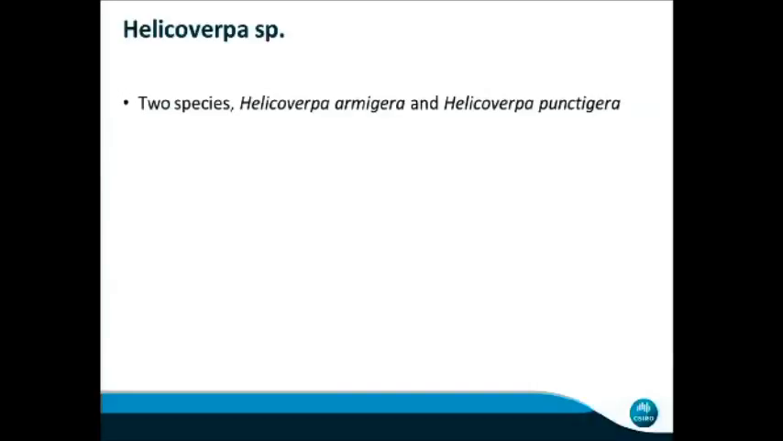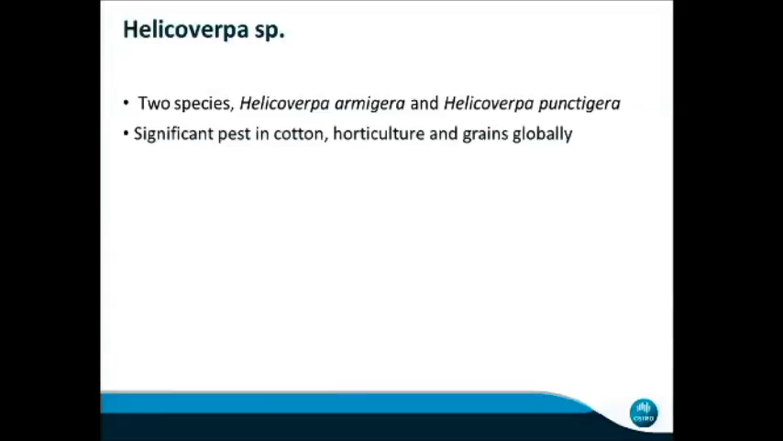So switching again to Helicoverpa rather quickly. There are two species, Helicoverpa armigera and Helicoverpa punctigera, that we care a lot about in Australia. Armigera is a big global problem. Punctigera is more of an Australian issue. And they're significant pests in cotton, horticulture, and grains globally, at least armigera is globally.